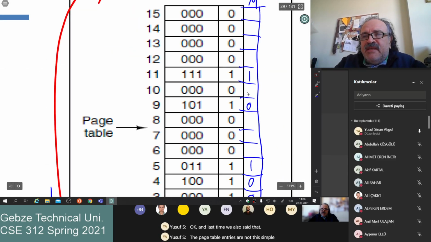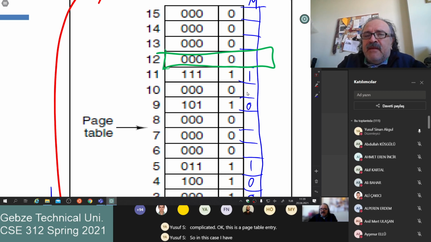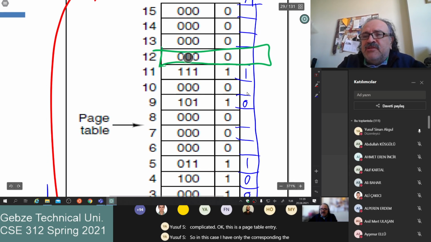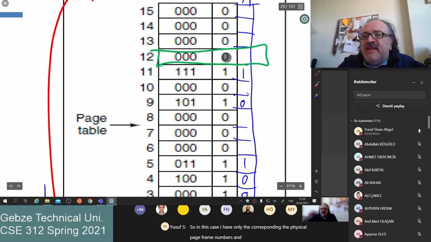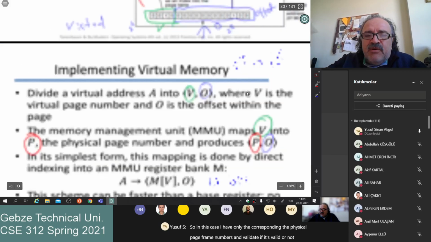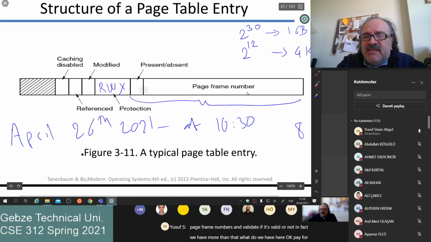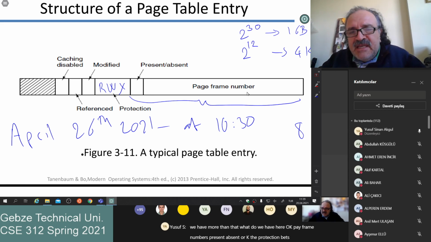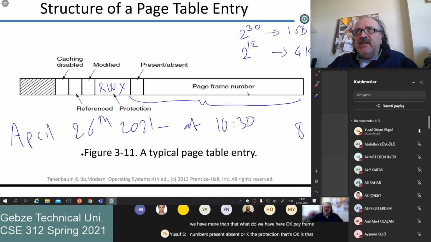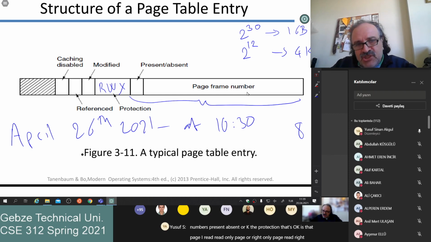They are more complicated. This is a page table entry. In this case, I have only the corresponding physical page frame number and the validity bit, valid or not. In fact, we have more than that. What do we have here? Page frame number, present or absent, and the protection bits. Is that page a read-only page, write-only page, read-write page, or executable page? These are there.